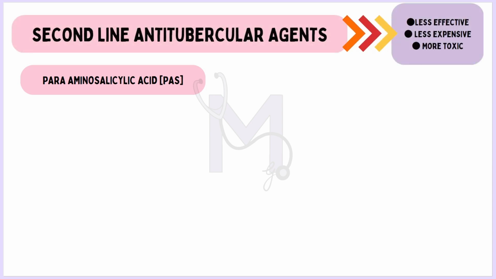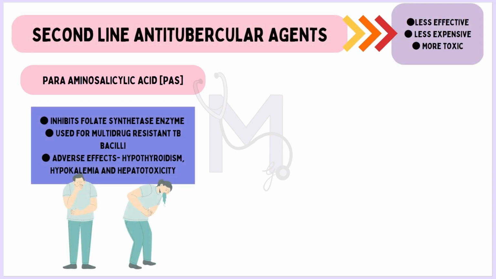Let us now discuss the second-line anti-tubercular drugs. Para-aminosalicylic acid, PAS, a second-line anti-tubercular agent, inhibits folate synthase enzyme and produces a tuberculostatic effect. It is used for multi-drug resistant tubercular bacilli. It may cause hypothyroidism, hypokalemia, and hepatotoxicity.